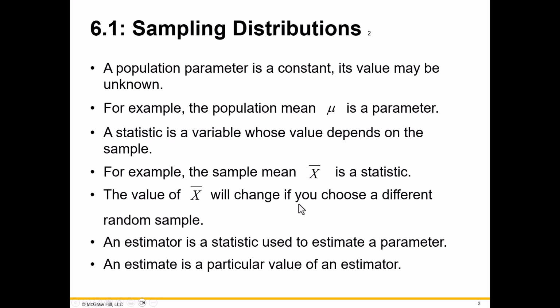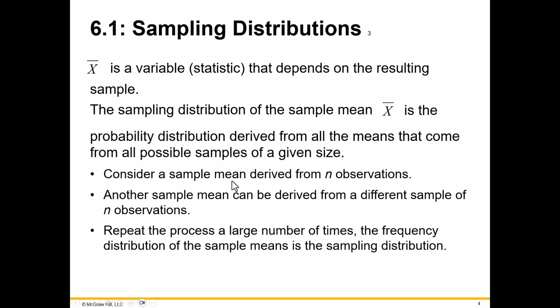In layman's terms, we're going to find X bar for a whole bunch of different samples, and after we have enough information from those, we are going to assume that the average, if you will, of our samples is going to be equal to the population mean. So we're going to make an estimate of a particular value based upon our estimator.